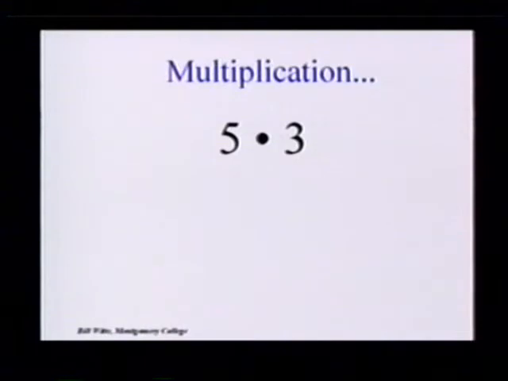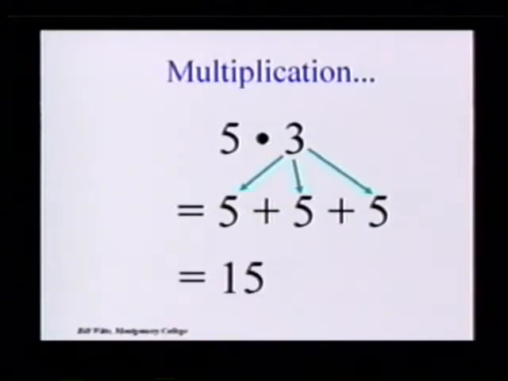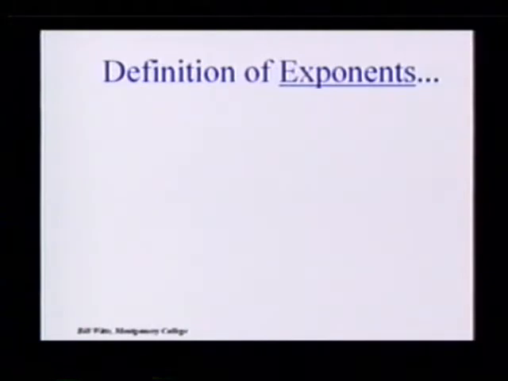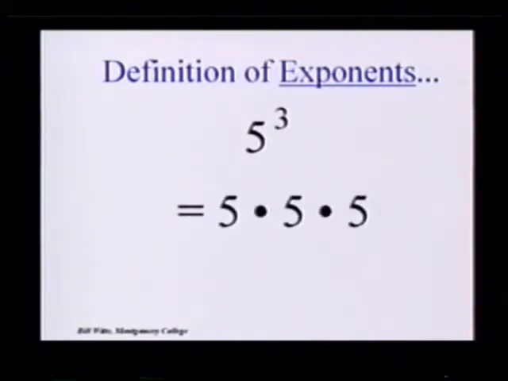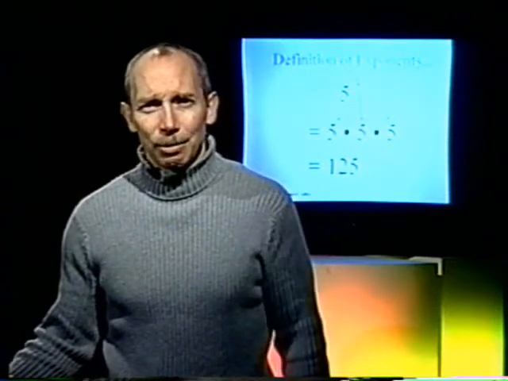5 times 3, for instance. Basically, multiplication is multiple addition. See what's going on here? 5 times 3, there's 3 5s. That's what multiplication really is, multiple addition. Well, exponentiation isn't multiple addition. Exponentiation is multiple multiplication. Here we're doing the same thing. There's 3 of them. Okay? We get a much bigger answer. Well, that's the idea of exponents. Let's look at a couple examples.